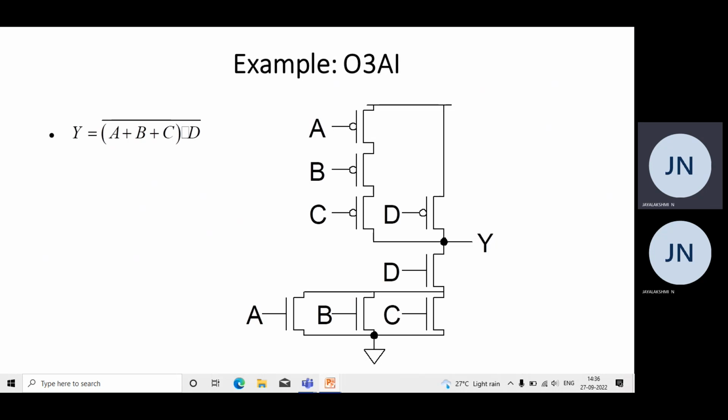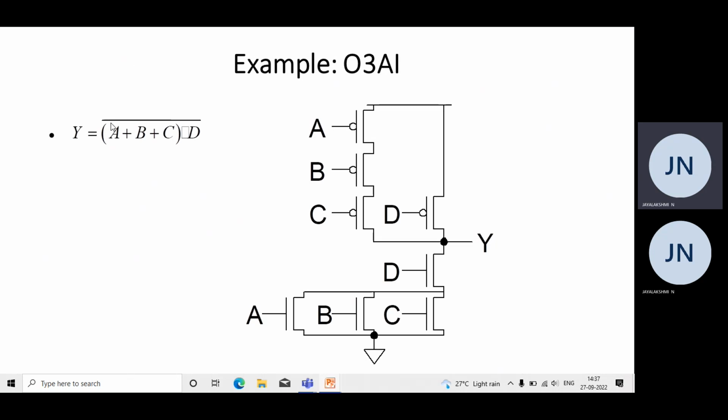The pull-up network consists of PMOS transistors and the pull-down network consists of NMOS transistors. Here, initially the first operation is OR, so whenever you have a plus operation, the PMOS transistors should be connected in parallel. Whenever you have a dot operation, the PMOS transistors should be connected in series.